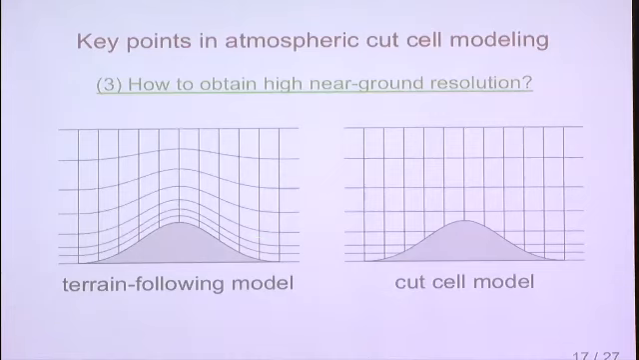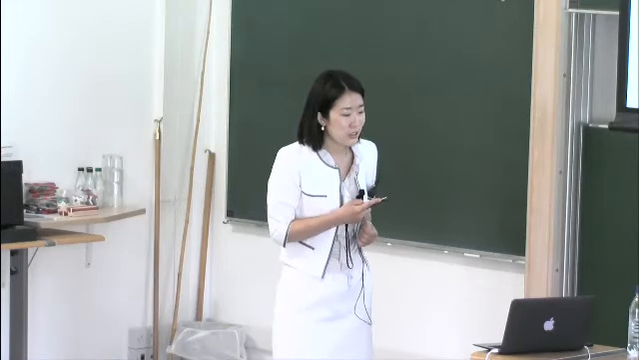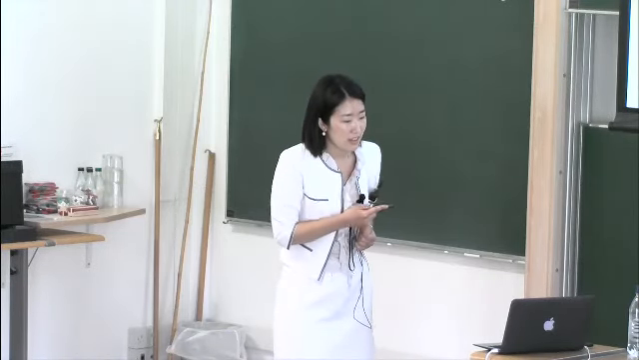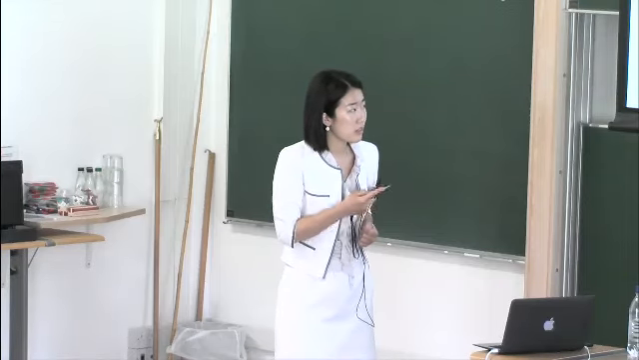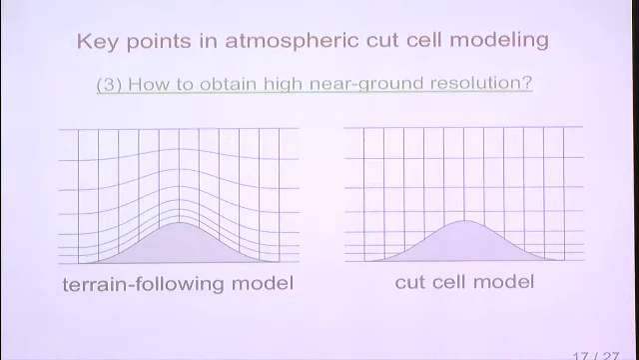And high vertical resolution near the boundary is easily obtained in the terrain-following model by stretching. But in a cut cell model, it could be difficult when you have a 3,000 meter or 4,000 meter high mountain. And if you want to have 10 meter resolution near the ground, simple stretching needs a substantial number of levels. So in this case, we need some scheme like this to achieve very high resolution only near the topography.